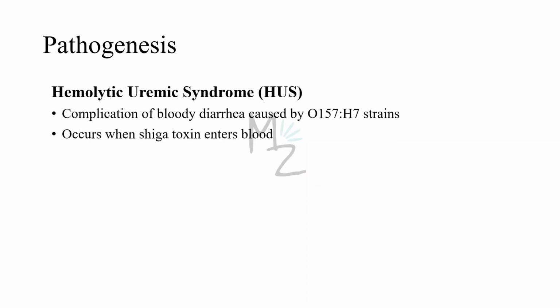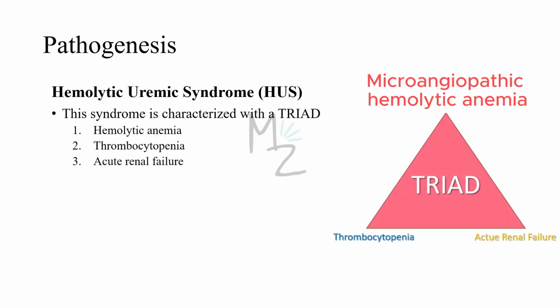Now let's talk about hemolytic uremic syndrome, HUS. Some patients with bloody diarrhea caused by O157H7 strains also have a life-threatening complication. That is this, HUS, which occurs when Shiga toxin enters the bloodstream. This syndrome is characterized by this triad that consists of hemolytic anemia, thrombocytopenia, and acute renal failure. Let's talk about these three one by one.